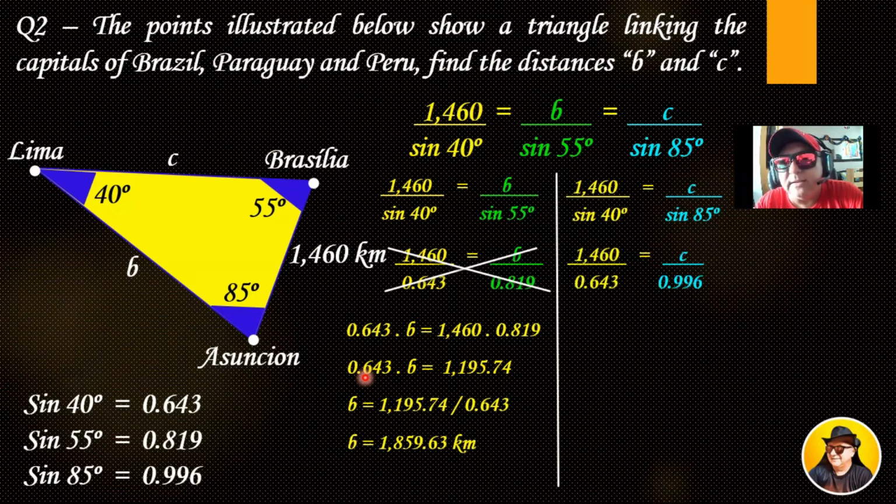Okay. Now I replaced the sine of 40 degrees and the sine of 85 degrees. That is here. Now I'm going to multiply in cross, this way, and this way. Okay. So I have now that 0.643 times C is 1,406 times 0.996.